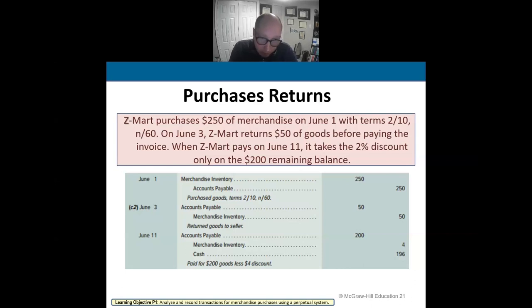Sometimes you need to return stuff for whatever reason to your supplier. So let's walk through a couple of examples here. Three different transactions. Okay, so earlier I had purchased $250 of merchandise on June 1st. I had credit terms of 2/10, n/60. So I will get a 2% discount if I pay within the first 10 days. Otherwise, the whole bill is due within 60 days.